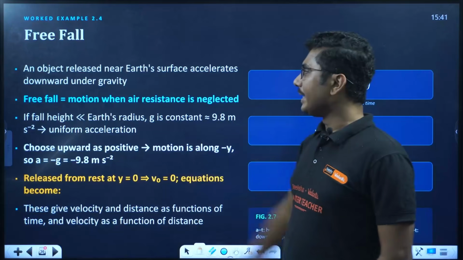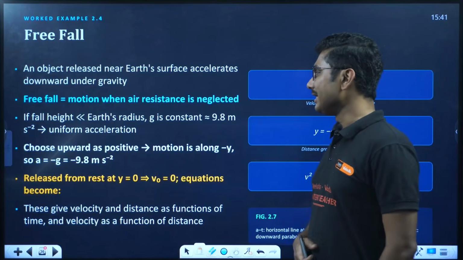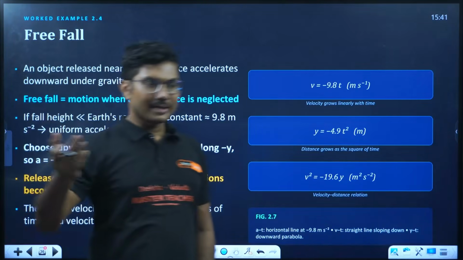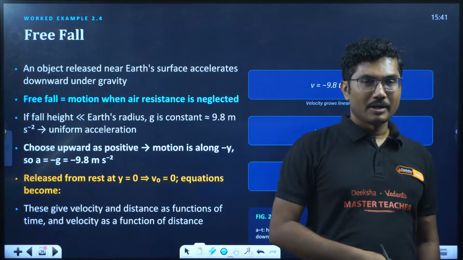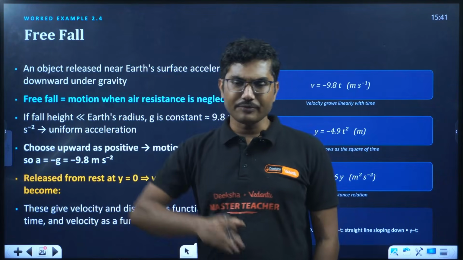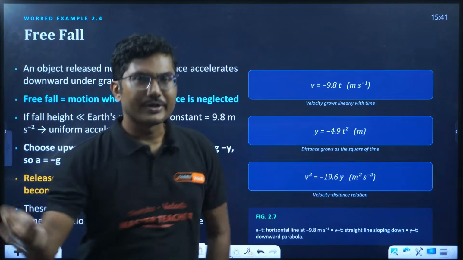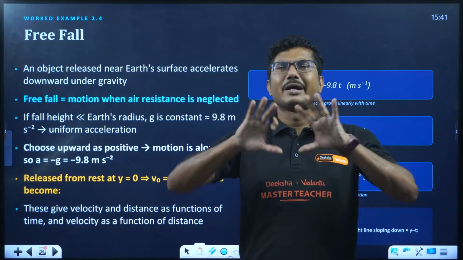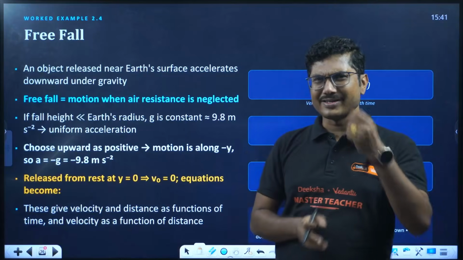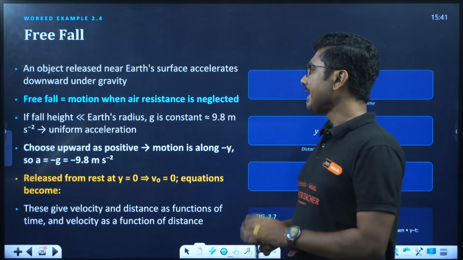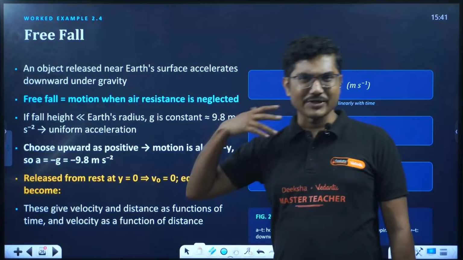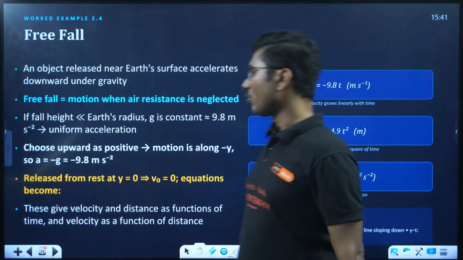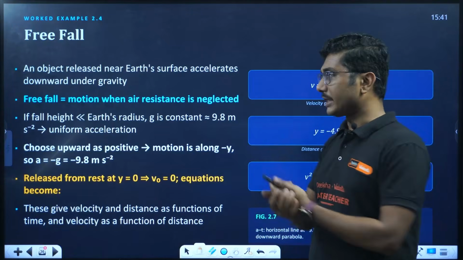If the fall height is very small compared to Earth's radius, g is constant. Okay, so if you are considering say 10 kilometers, 20 kilometers, 30 kilometers, the radius of the Earth is 6400 kilometers. Okay, so if you are considering a distance of 100 kilometers also, which is very small compared to the size of the Earth, we can assume that gravitational acceleration is almost constant. The variation is ignorable. Okay, so in that case, uniform acceleration happens. So the object which is falling falls with a uniform acceleration, constant acceleration. Uniform acceleration means constant acceleration.